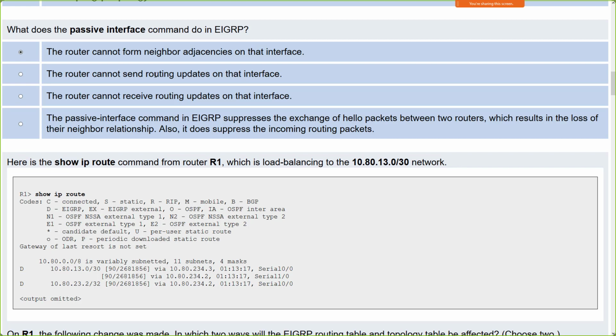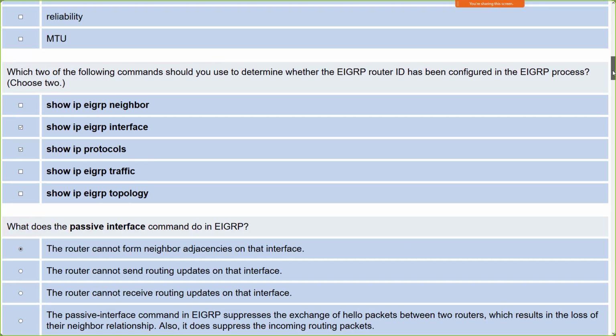All right? Hey, Scott. So they have an answer key for this? Yes. And the question before this and this question, they do not align with what you chose. Okay, well, let's talk about that. What is the one before this? What did they choose? They chose show IP protocols and show IP EIGRP topology.